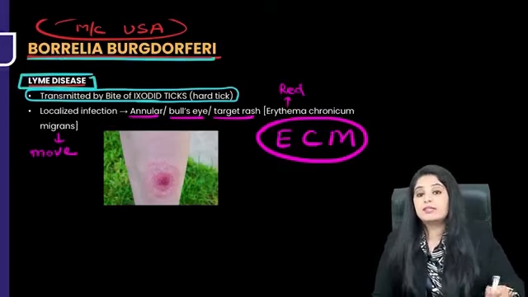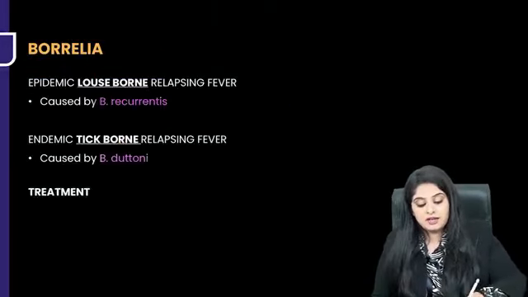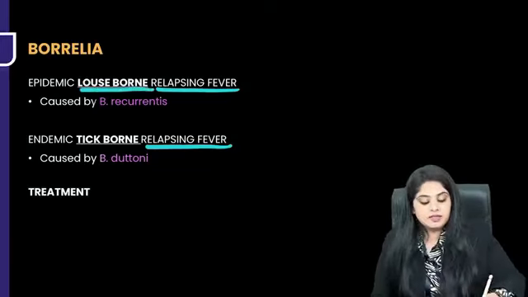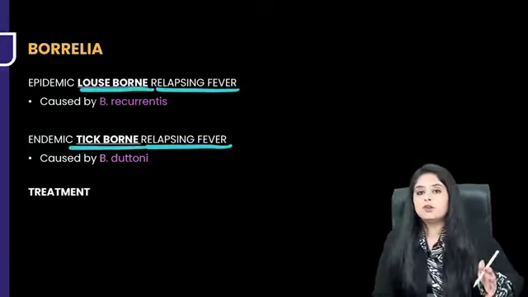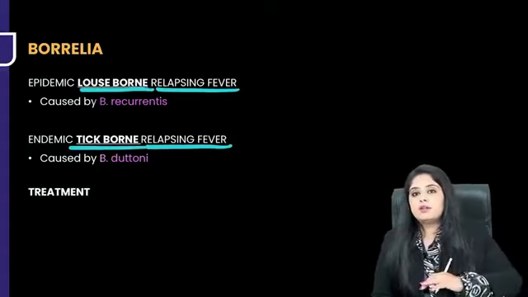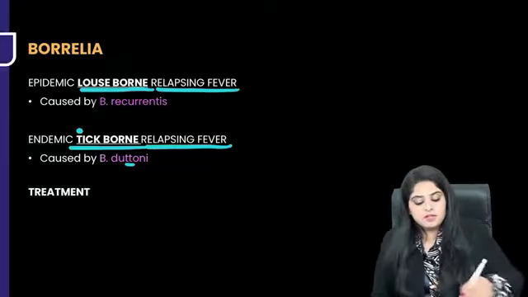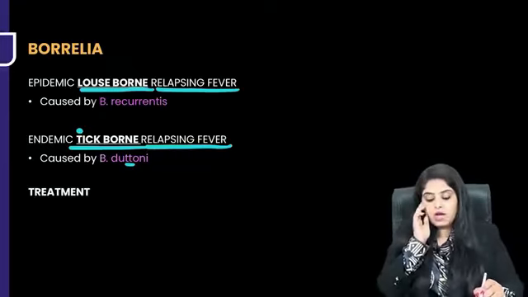Now coming to the other one, that is Borrelia relapsing fever wala, ma'am. There are 2 types of relapsing fevers, the one that is caused by louse and the one that is caused by tick. So which is caused by recurrentis and which is caused by Dattoni. So Dattoni mein T aata hai, so that is going to be the tick-borne relapsing fever, and recurrentis is going to be louse-borne. How have I learnt it?